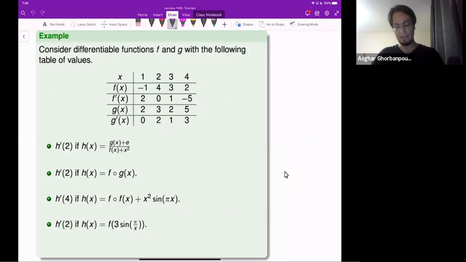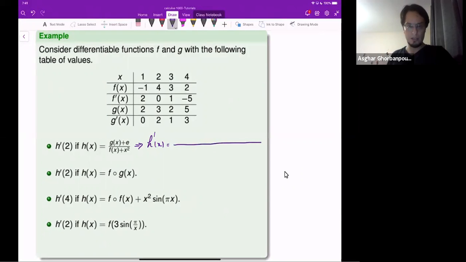We have been given two differentiable functions, f and g, with a table of values. We don't have the formulas, we have just some values. Now the question says use the different rules to find the derivatives of given functions. Here, the first one is the derivative of h of x, which is a quotient of two different things. I don't know what f and g are, but I know that if I want to find the derivative of h, I need to use the quotient rule.